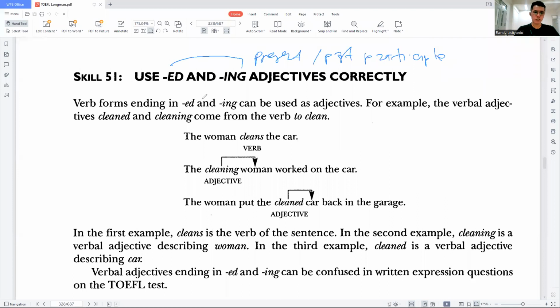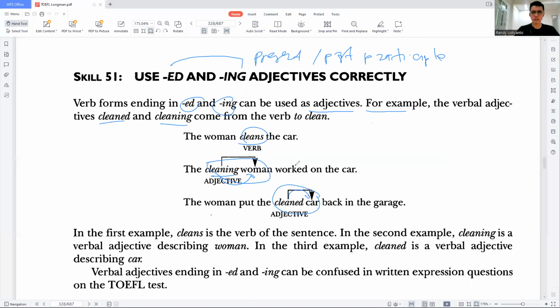The verb forms ending in ed and ing can be used as adjectives. Once again, verbs ending in ed and ing can be used as an adjective. For example, the verbal adjectives cleaned and cleaning come from the verb to clean. The woman cleans the car, here cleans is a verb. But the cleaning woman, the cleaning explains the noun woman, so it is an adjective. And in the third sentence, the woman put the cleaned car. Cleaned here describes the noun car, so it is called an adjective.